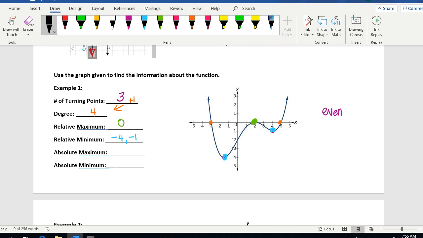Now I'm looking at my absolute maximum, and that means I need to find the highest point this function will ever reach. But I see arrows going up on both ends. So that means I will never know the highest point. So there's actually no absolute maximum. I do, on the other hand, have an absolute minimum. This is the lowest point this function will ever reach. So my absolute minimum is -4.